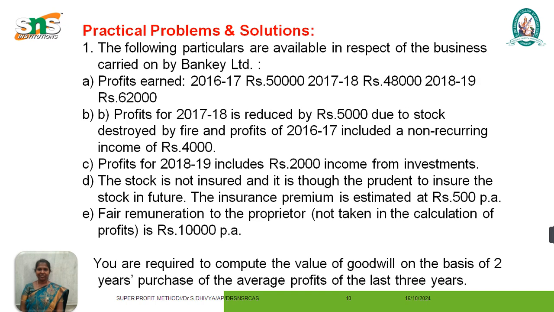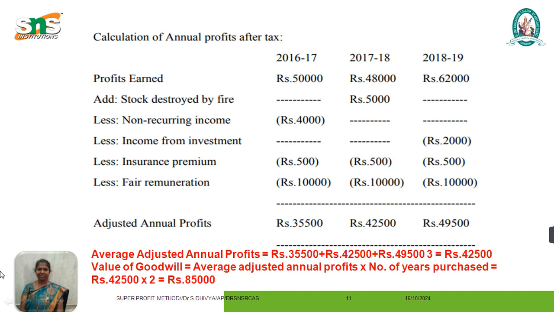Now we will calculate using the super profit method. So, here is the calculation of annual profit. The profit for the year 16-17 is 50,000, 17-18 is 48,000 and 18-19 is 62,000. We have to add back the stock destroyed by fire in the year 17-18. We then adjust for the non-recurring income of 4,000 in 16-17, the income from investment in the year 18 to 19, the insurance premium of 500 for the three years, and the fair remuneration of 10,000. So all these we have to list out.